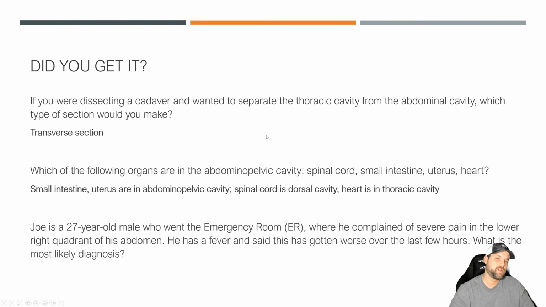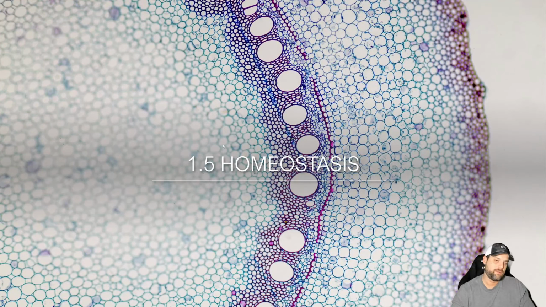All right, let's do this case study real quick. Joe is a 27-year-old male who went to the emergency room complaining of severe pain in the lower right quadrant of his abdomen. He has a fever and said this has gotten worse over the last few hours. What is the most likely diagnosis? If you remember from the last picture, the lower right quadrant is where the cecum and the appendix are housed. With the fever, as well as the pain getting worse over a couple of hours and being severe in that area, it's possible that this patient may have appendicitis. So that would be important to check out.